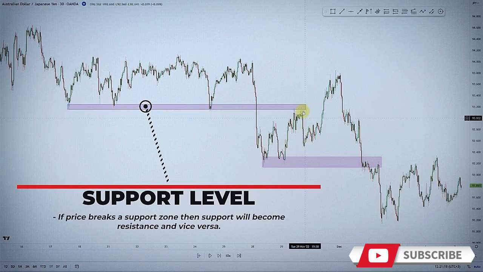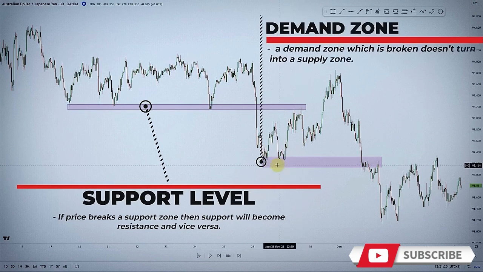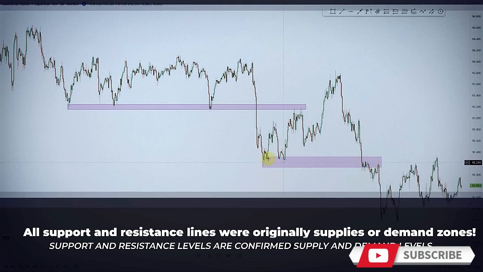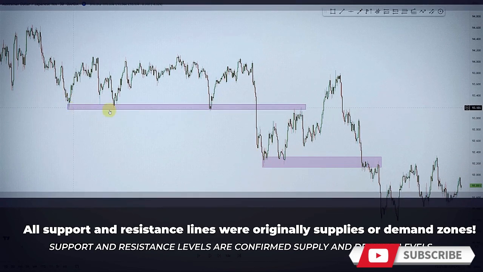We'll talk about this later, but in the case of supply and demand, this concept doesn't apply. A supply zone which is broken doesn't turn into a demand zone. I would even say that all support and resistance lines were originally supply or demand zones. This is how support and resistance were created. They are essentially the confirmed supply and demand levels.